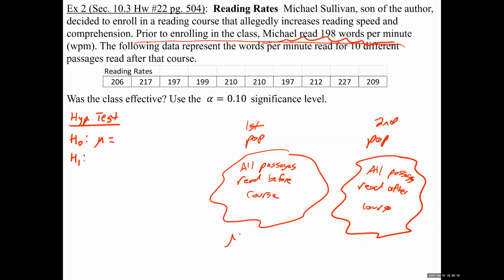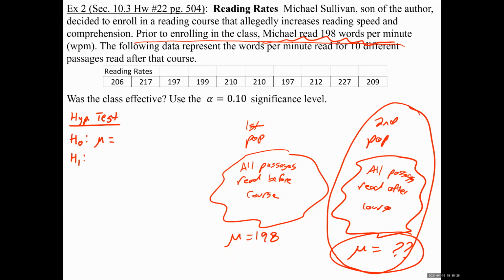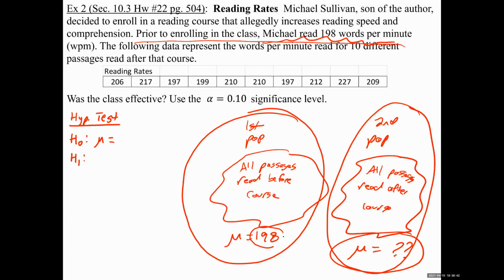The average time before the course is 198 words per minute. The average time after the course is what they're fighting about. Okay, so this is what the question's about. The question's all about after the course, what happened to his reading rate, to the average time it takes him to read things, whatever. Okay, so the question's about this population. So why do they mention this population here? Why do they mention what happened before the course? Only for one reason, to give you the 198 number, to explain where the 198 came from.